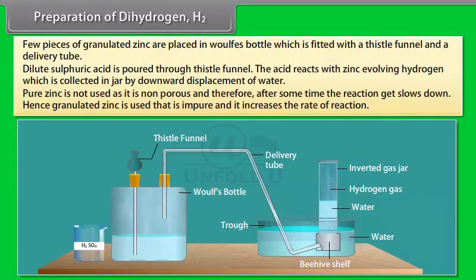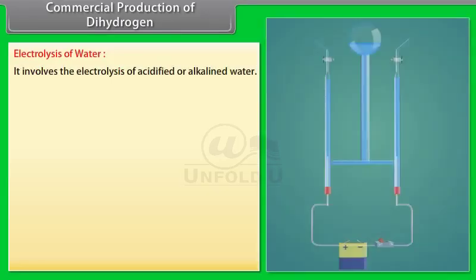Pure zinc is not used as it is non-porous and therefore, after some time, the reaction slows down. Hence, granulated zinc is used that is impure and it increases the rate of reaction. Commercial production of dihydrogen. Electrolysis of water. It involves the electrolysis of acidified or alkaline water.